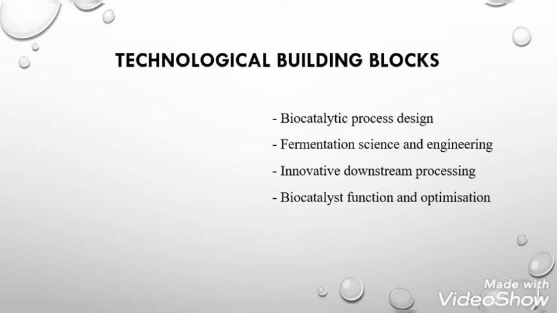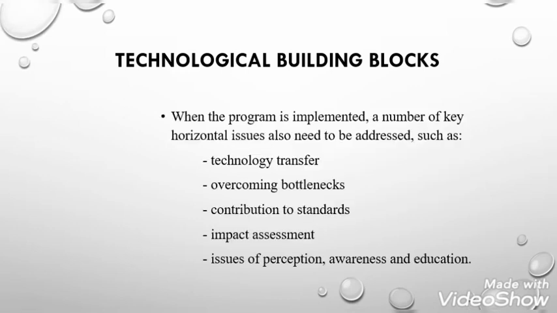Biocatalytic function and optimization. When the program is implemented, the above seven key points and key building blocks will be used in order to enhance the future white biotechnology or industrial biotechnology. But when this program is implemented, there will be a lot of horizontal issues that need to be discussed. For example, technological transfer, how we will transfer this technology and how we will improve this technology.